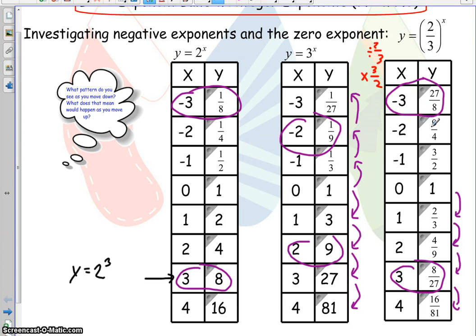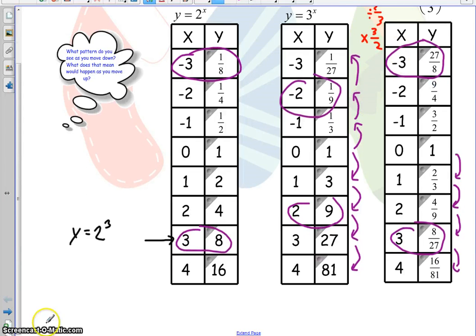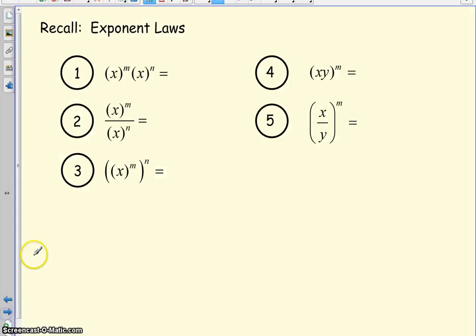So that, again, is a pattern that hopefully we saw when we were looking at the table, and we can use that to generate some new exponent laws. Okay, so before we get into those, though, I want us to take a look at the laws that you would have learned back in grade 9. So you may remember some of these very, very well. If not, that's okay, we're going to review them.